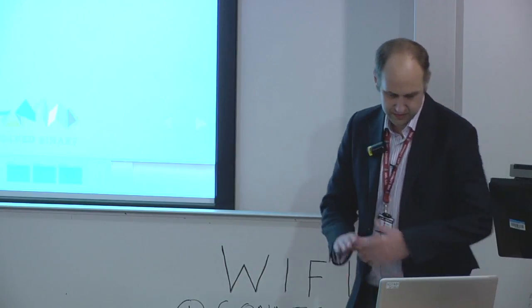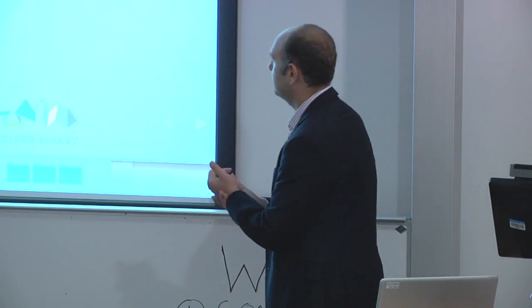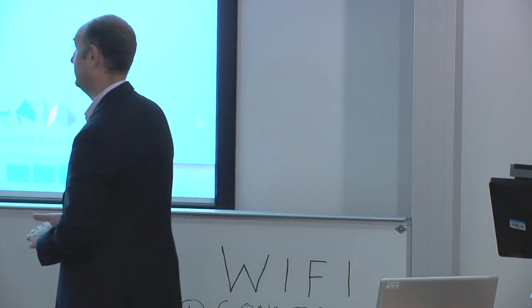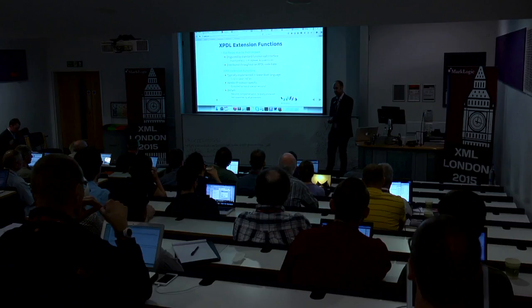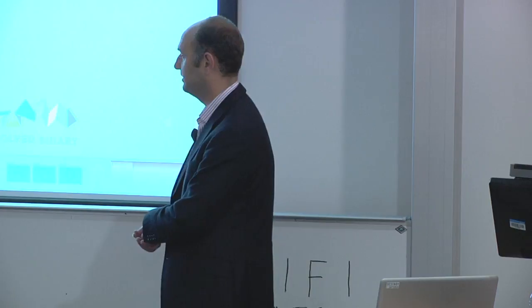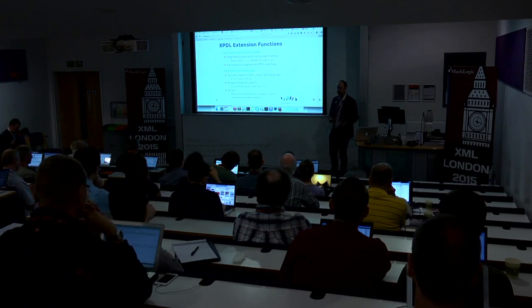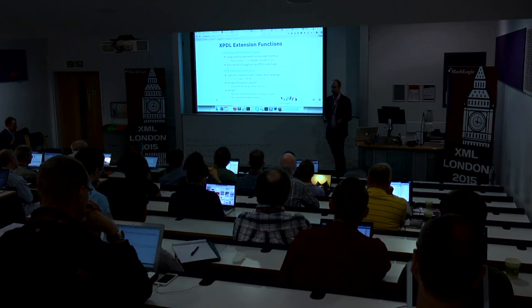Extension functions are particularly sneaky because they have a standard interface. XPath defines a function call interface. It doesn't define how you're going to implement a function. There's no way of implementing a function in XPath. But it does define how you call a function. So you can use these extension functions in a standard way, but you can't move between platforms because they're just not present on all platforms.